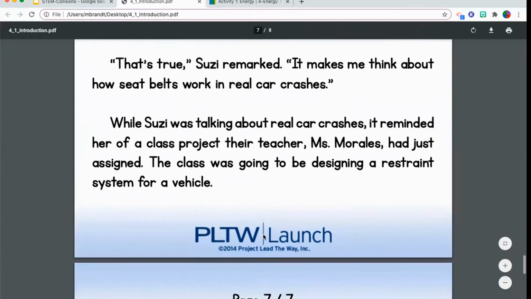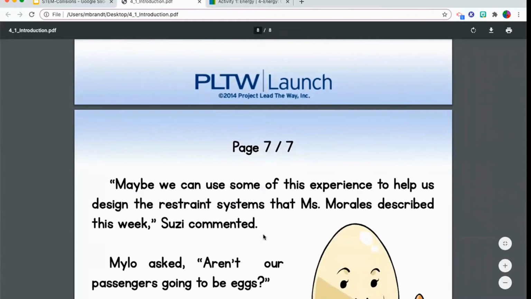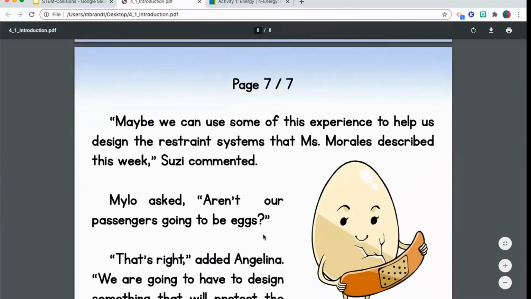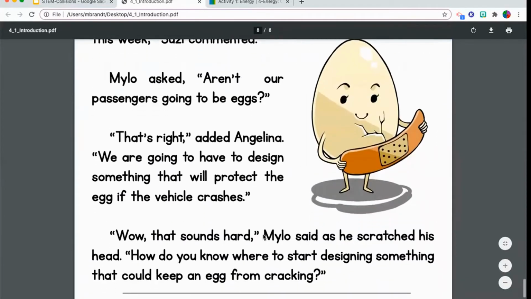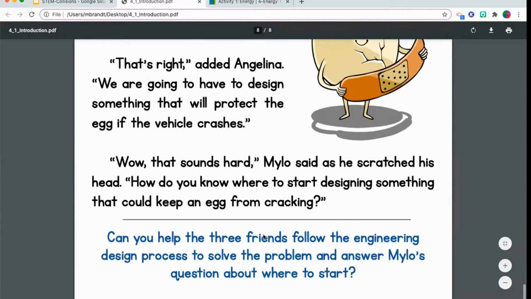The class was going to be designing a restraint system for a vehicle. "Maybe we can use some of these experiences to help us design the restraint systems that Miss Morales described this week," Susie commented. Milo asked, "Aren't our passengers going to be eggs?" "That's right," added Angelina. "We are going to have to design something that will protect the egg if the vehicle crashes." "Oh, that sounds hard," Milo said as he scratched his head. "How do you know where to start designing something that could keep an egg from cracking?"